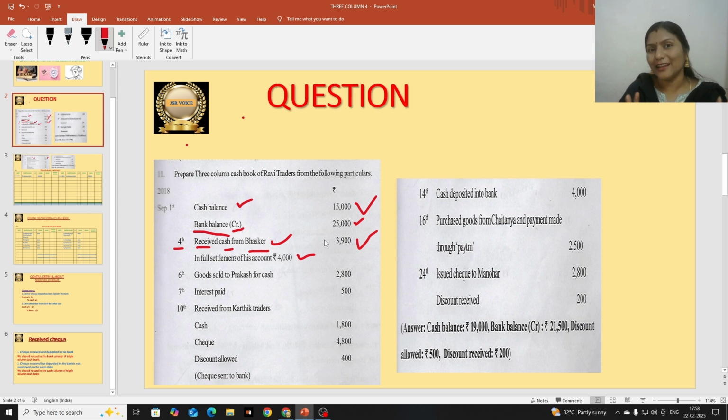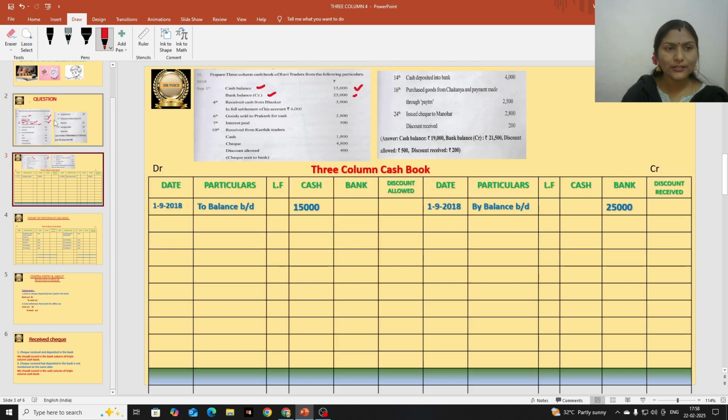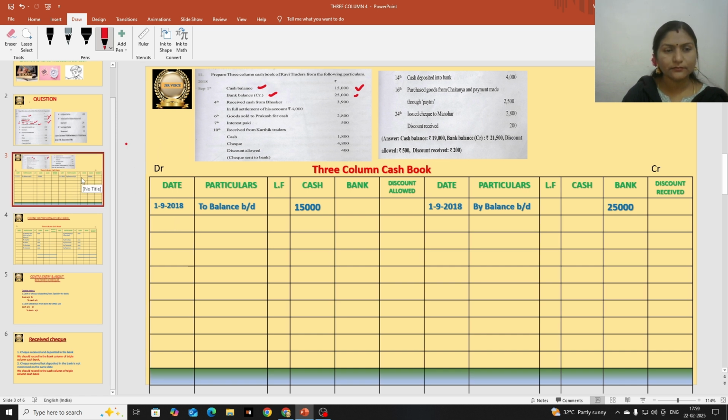First of all, whenever we analyze a transaction, we should decide where to write it first, either the debit side or the credit side. Received cash: clearly they are saying that the business is receiving cash. If cash comes into the business, where do we write? Debit side. Go to the debit side and record there. What will we write? To Bhaskar account. We have to mention the name of the person, or if any items are there, the item name should be recorded. Here Bhaskar's name is given, from whom the business is receiving. Let us go to our solution and record there. What is the date here? 4th.